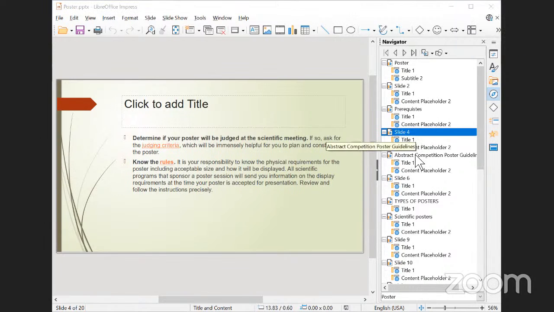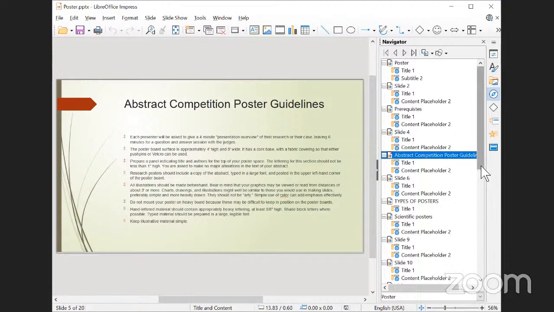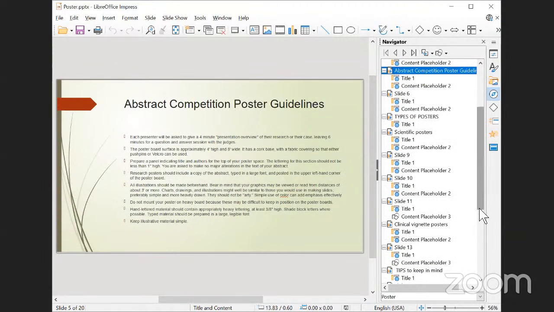General abstract competition poster guidelines. Each presenter will be asked to give a 4-minute presentation overview of their research or their case, leaving 6 minutes for a question and answer session with the judges. The poster board surface is approximately 4 inches high and 8 inches wide.